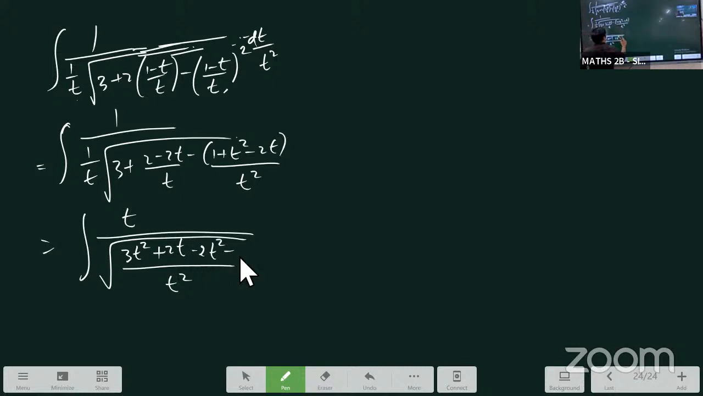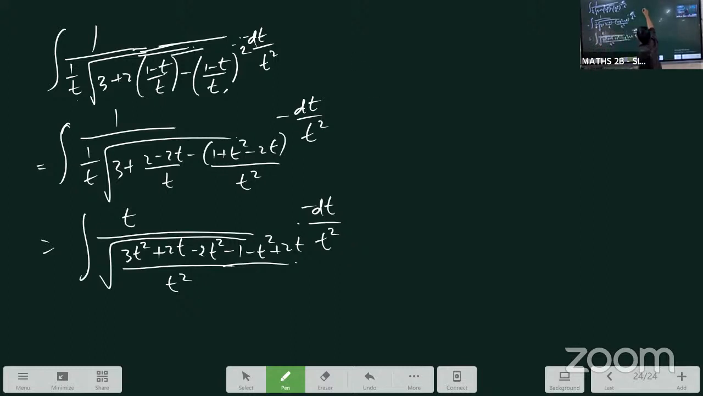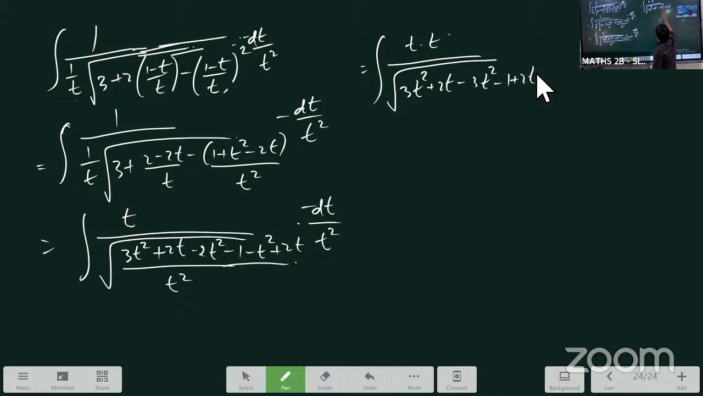Now you multiply. Minus 1 minus t square, minus into minus plus 2t, right? And this is minus dt by t square. Is it clear? So that is nothing but integration of t into t. This t comes outside the root, it comes to numerator, by under root of 3t square plus 2t minus 3t square minus 1 plus 2t, right? And this is minus dt by t square.